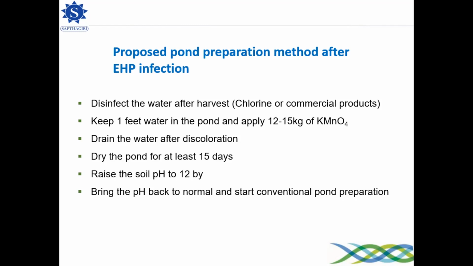Once the pH is increased, most of the EHP spores can be inactivated. But here also there is one application process. Initially, you can add half the tonnage of lime to the pond and plow it in a crisscross direction, so that the pond soil mixing will be proper and all the lime content will penetrate into the soil. So there is a much better chance to inactivate all the EHP spores present in the ponds.